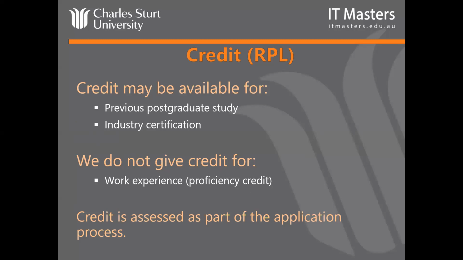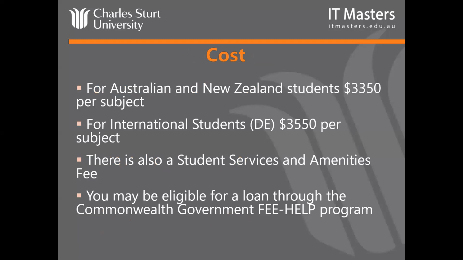So just moving on to cost, important consideration. 4 subjects, you can do the maths yourself, 4 subjects in the degree. For Australian and New Zealand residents, $3,350 per subject. For international students, $3,550 per subject. There's also a small student services and amenities fee. I don't have the exact number, around about $30 a subject.